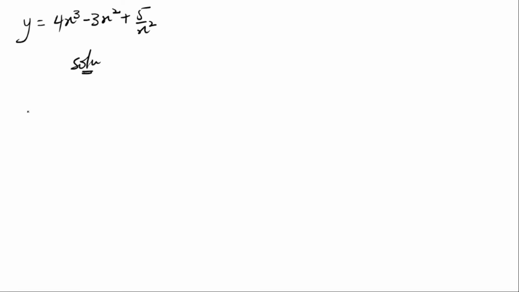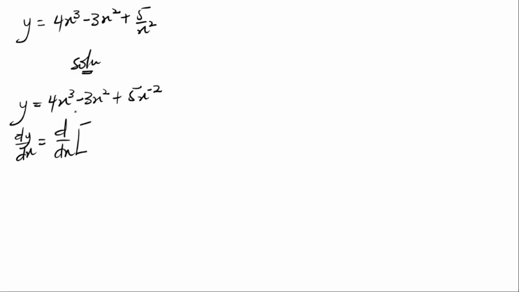Solution. So let me rewrite the entire function in a more suitable way. So we have y is equal to 4x cubed minus 3x squared plus 5x to the power negative 2. Okay, so we brought the x squared over here to the top. So if we differentiate this function, it means we are applying dy dx, that is what? d dx of the entire function that we have over here, that is 4x cubed minus 3x squared plus 5x to the power negative 2.